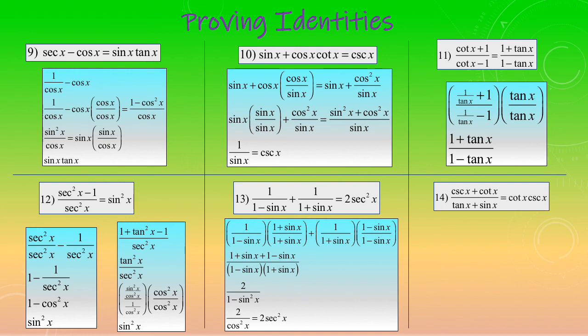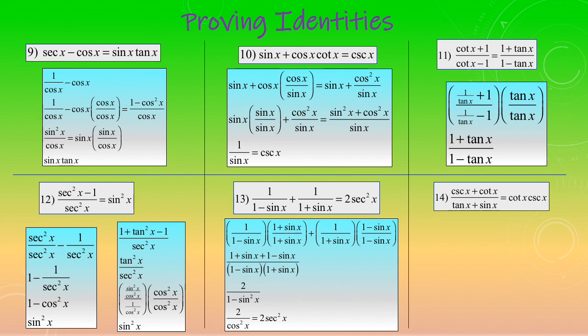What we first do is get a common denominator, which is 1 minus sine of x times 1 plus sine of x. So we will multiply the first fraction by 1 plus sine of x over 1 plus sine of x, and the second fraction by 1 minus sine of x over 1 minus sine of x. So we now are left with 1 plus sine of x plus 1 minus sine of x over our LCD, 1 minus sine of x, 1 plus sine of x.